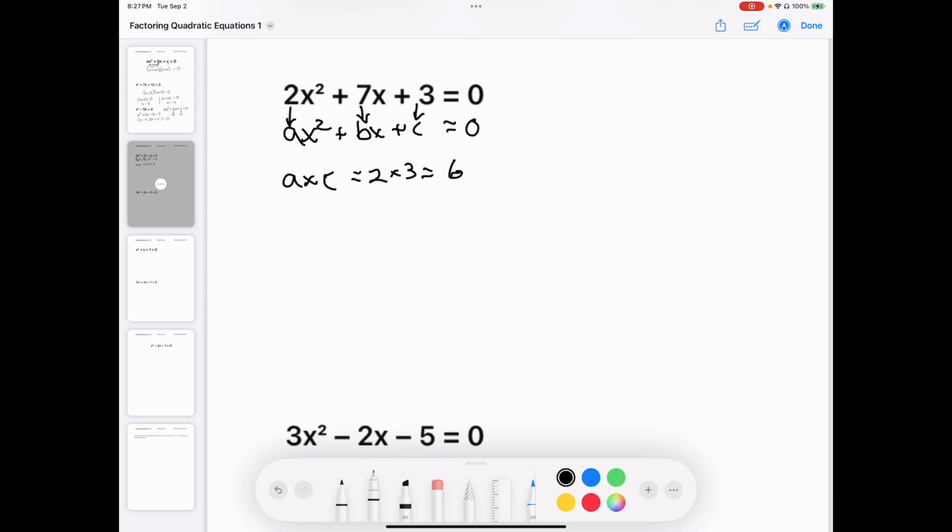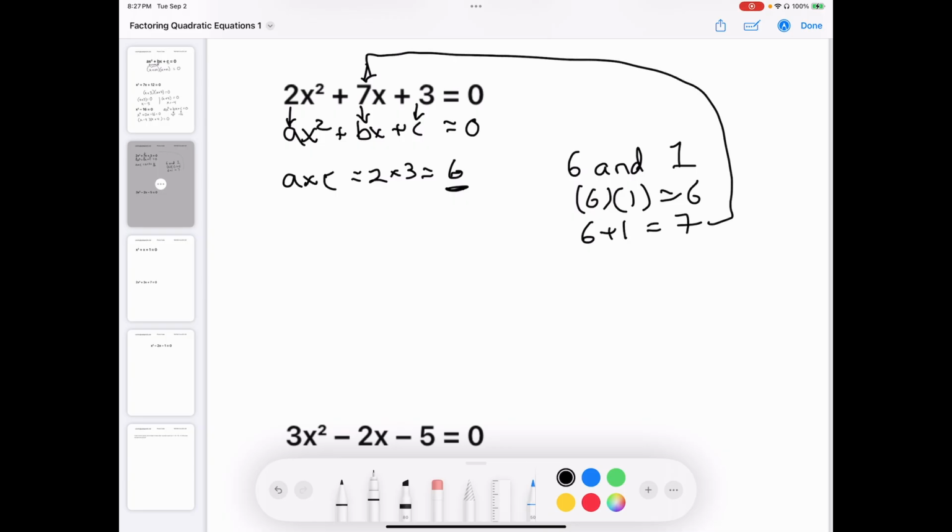Those numbers are 6 and 1. They have to multiply to the value of a times c, but they have to add up to the value of b, or 7. So we know those values are 6 and 1, because 6 times 1 equals 6, and 6 plus 1 equals 7.